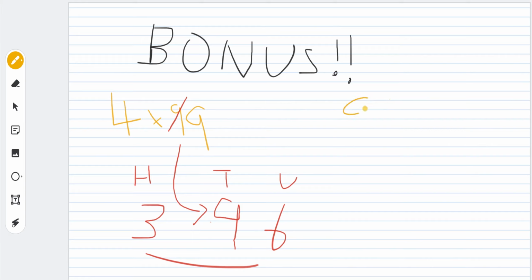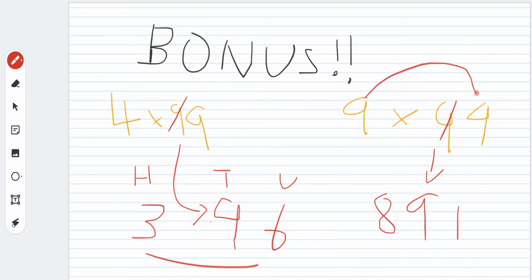Let's do it again. Let's do 9 times 99. The 10th is going to be 9, the 100th is going to be 8, and the units are going to be 1, because this 9 goes there, cross that out, 9 and 9, that's 81, which you can see is 81 here. So yeah, there we go. A little bonus trick that you can try in your math test.